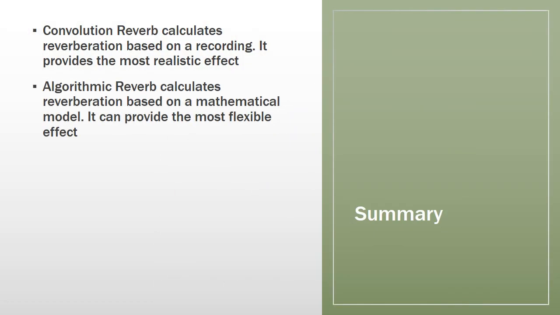In summary, convolution reverb calculates reverberation based on a recording. It provides the most realistic effect. Algorithmic reverb calculates reverberation based on a mathematical model, and it can provide the most flexible effect.